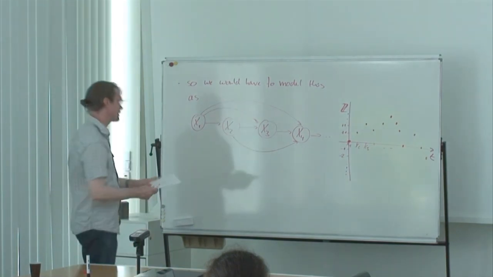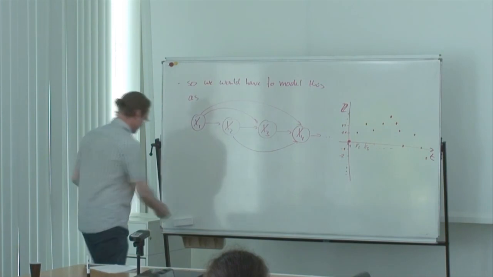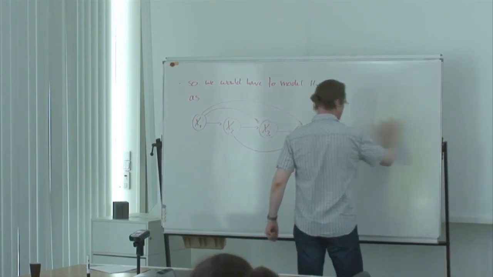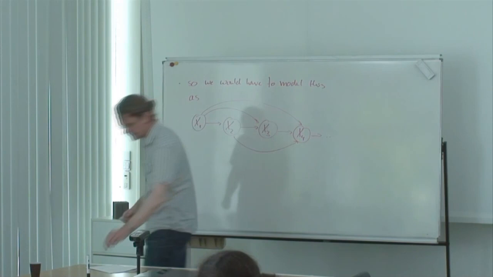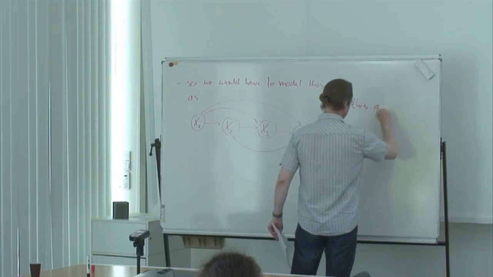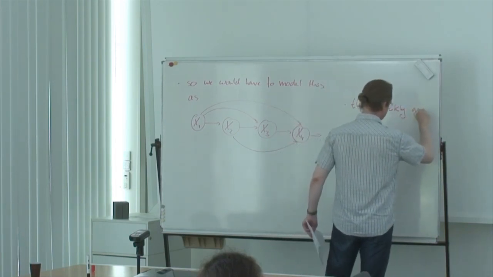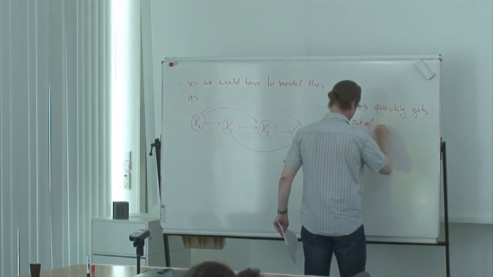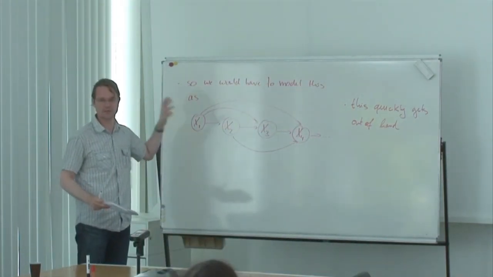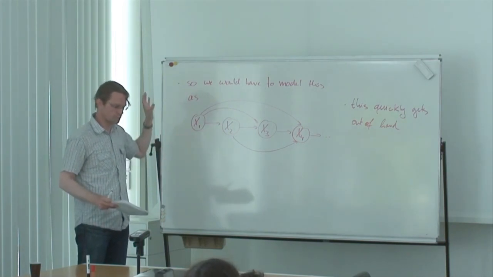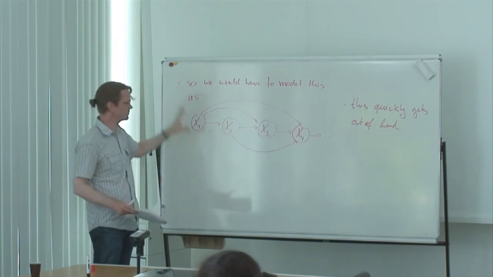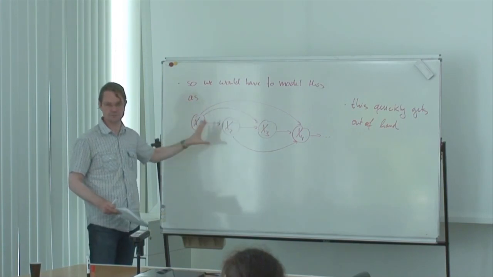So let me just state this may quickly get out of hand. It becomes too tiresome to actually have the model in this probably necessary generality. If we are really honest, we would have to represent this random walk on the integers using this graphical model.